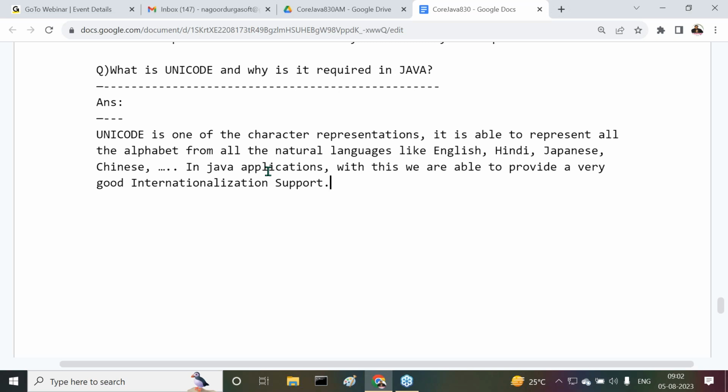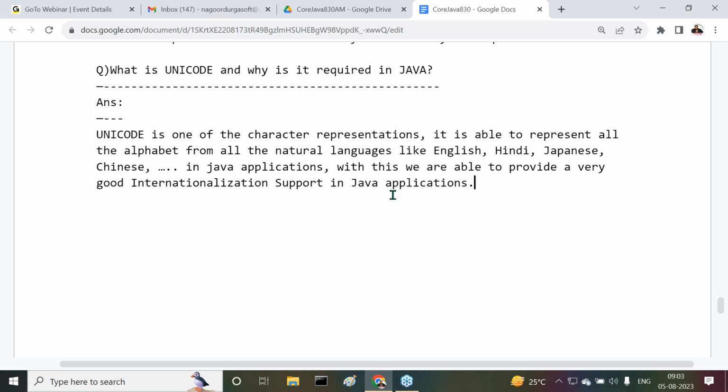That is the meaning of Unicode representation. Understand it clearly. Unicode is one of the character representations. It is able to represent all the alphabets from all the natural languages like English, Hindi, Japanese, Chinese, and so on in Java applications. With this, we are able to provide very good internationalization support in Java applications.